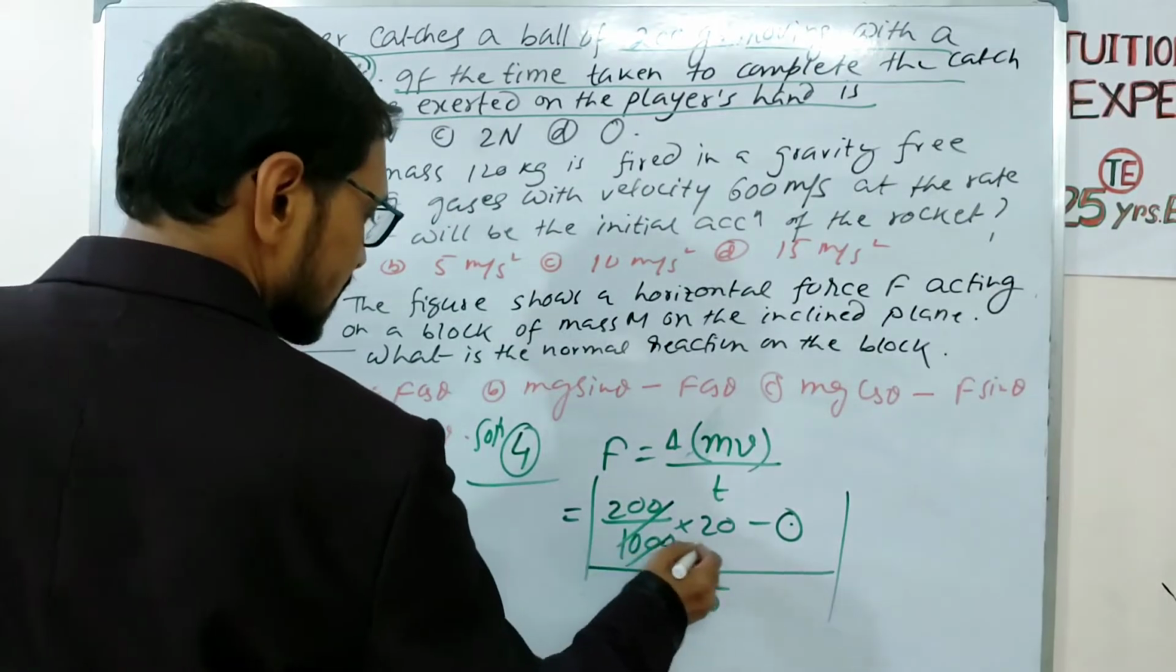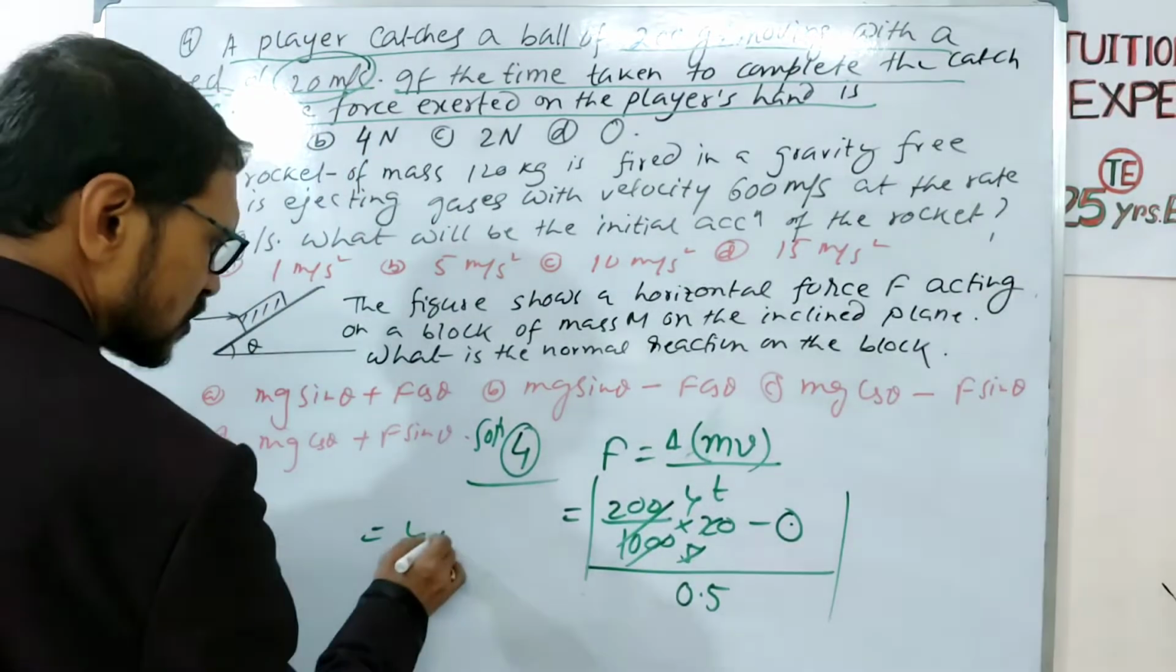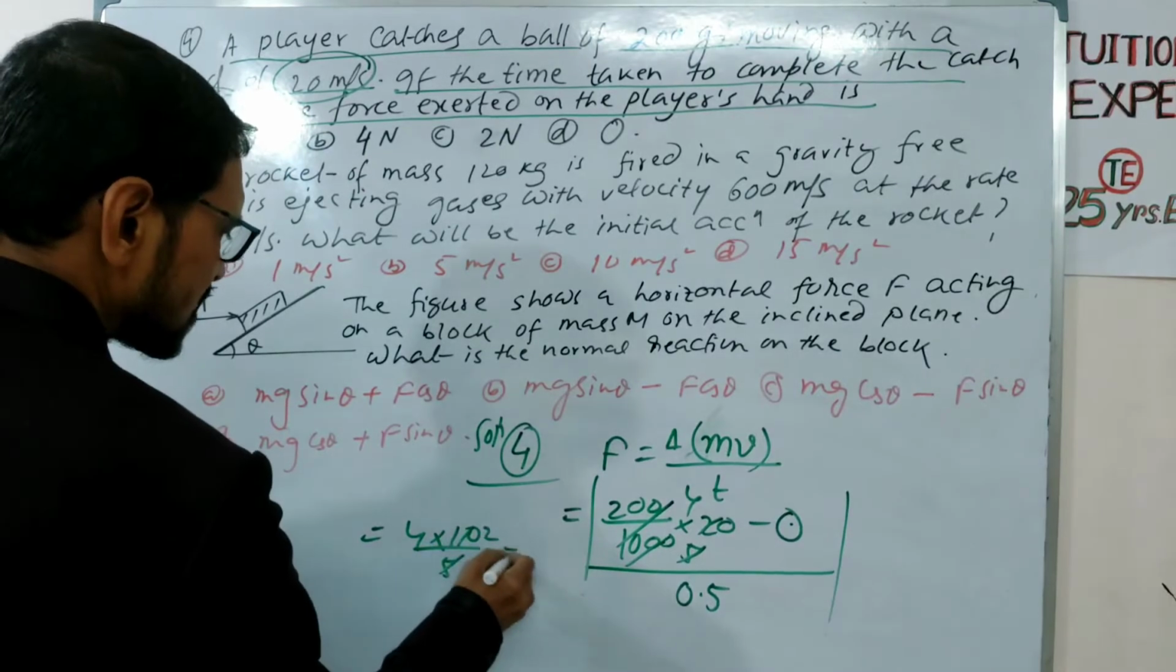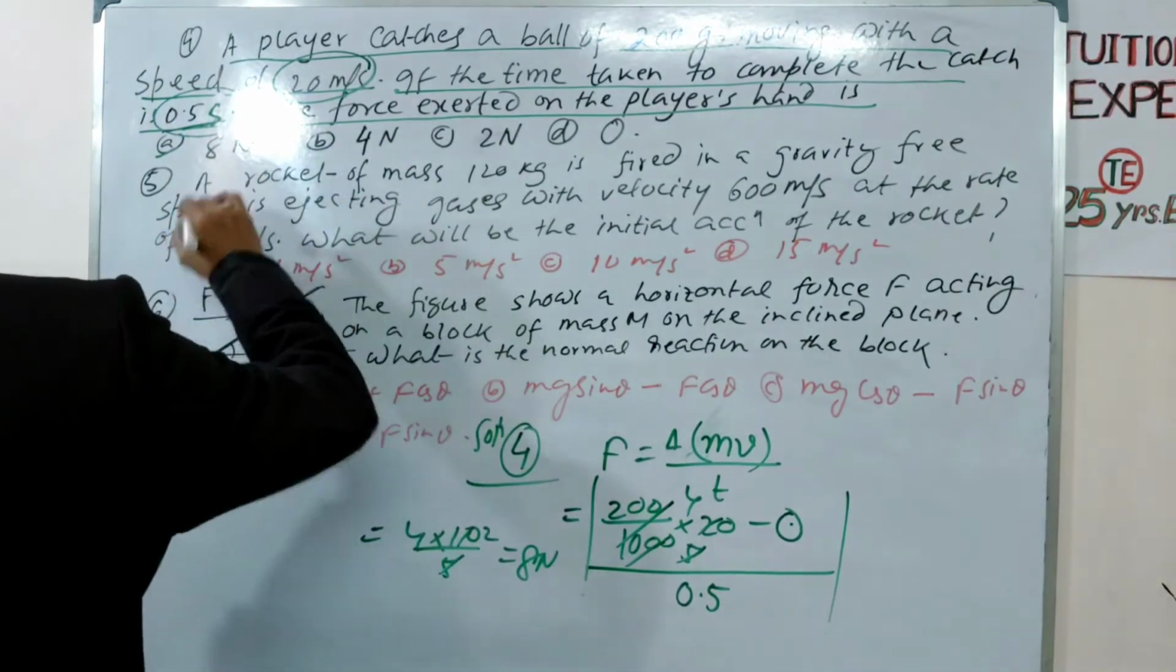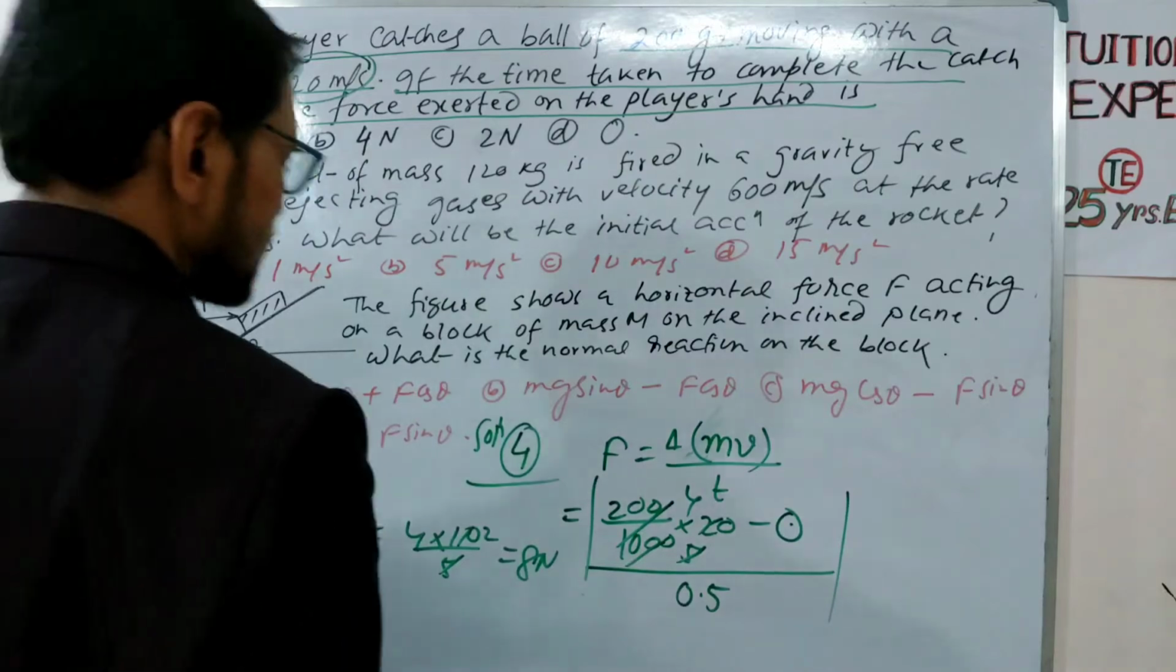So 5 4, that is 4 into 10 by 5 2, that is 8 Newton. So answer is 8 Newton. Next question.